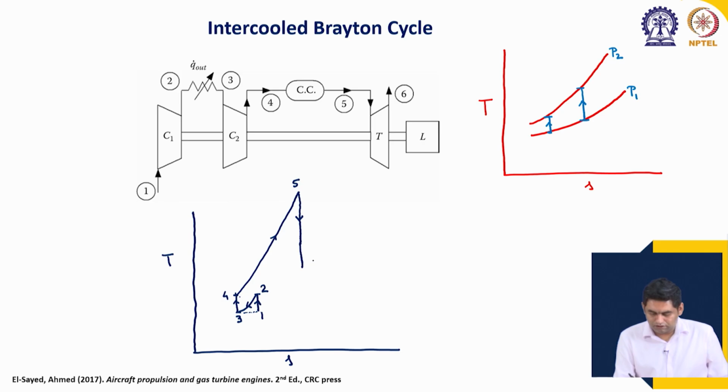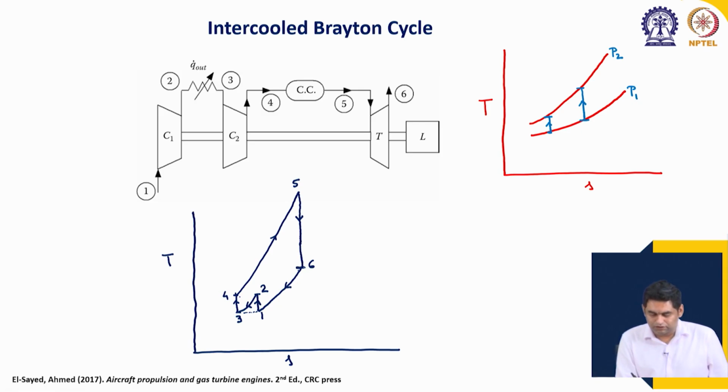And then from 6 to 1 we close the cycle. In actual application the exhaust gas will go out to the atmosphere at state 6, but in the ideal case we are closing the cycle. We close the cycle by adding a hypothetical heat removal, like for all the other cases, a constant pressure heat removal process 6 to 1. Okay.